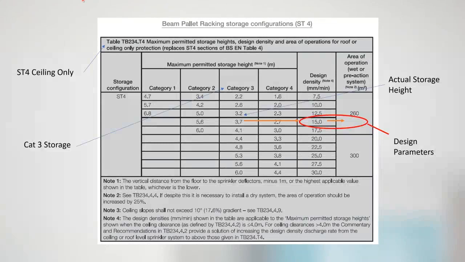So if we went back to the previous slide, the density, if we were using ST4 racking on that density, our starting point would be 15 mil over 260, it wouldn't be 12.5. So the actual density required for that system, with that type of racking, would be 22.5 millimetres a minute over 260. The different types of storage arrangements can increase the density of the roof.